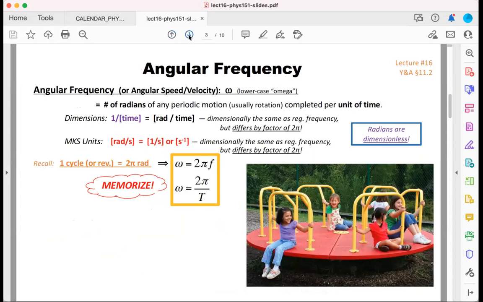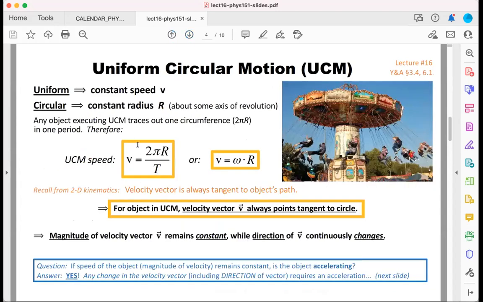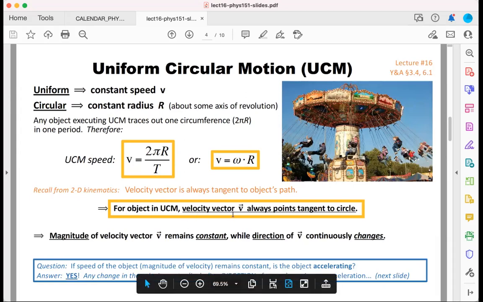The angular frequency, or angular velocity. And then we have the tangential velocity v, which is 2 pi r divided by the period, or v is equal to omega r. So angular velocity multiplied by r. And the velocity vector always points tangent to the circle. So v remains constant in magnitude, but the direction continuously changes.